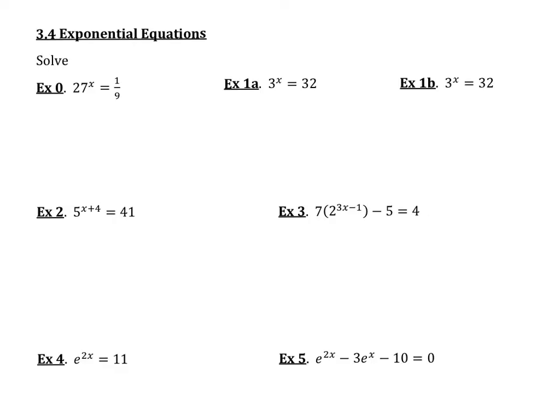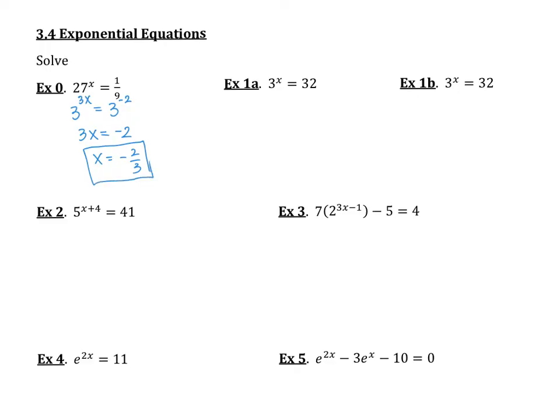If it's possible to write them with the same base, that's always the most efficient way to do it and the easiest way to get an exact answer. I can rewrite both of these with a base of 3. So 3 to the 3x equals 3 to the negative 2, since 3 cubed is 27 and 3 to the negative 2 is 1/9. Since the bases match, by the one-to-one property their exponents should also match. So I get x equals negative 2/3.